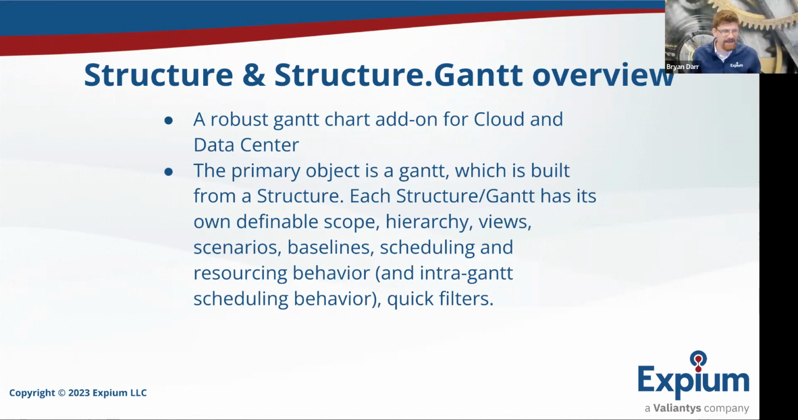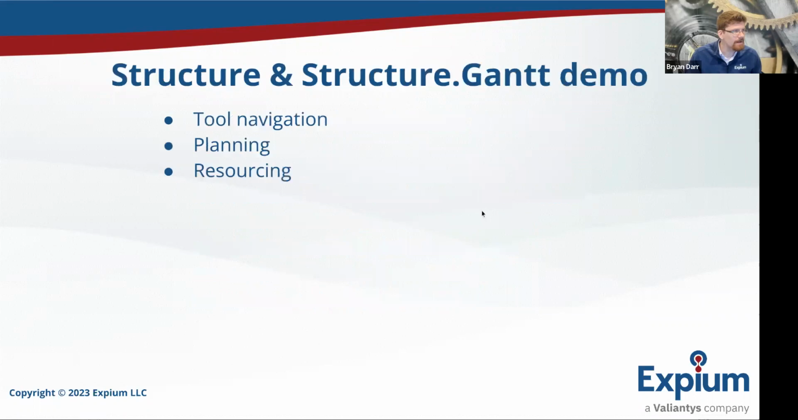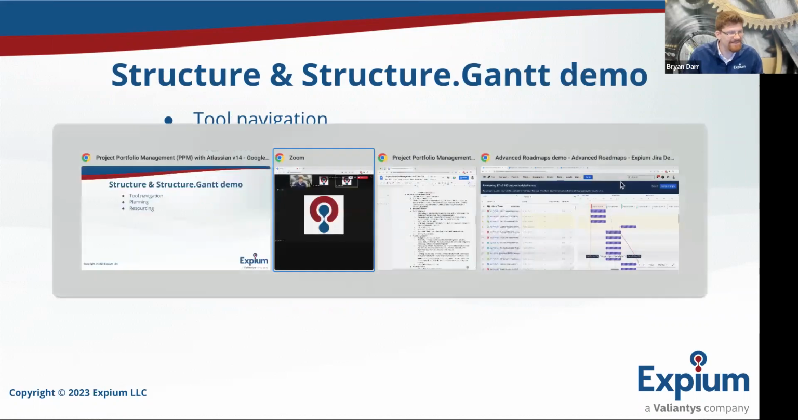Each structure and Gantt has its own definable scope, its own definable hierarchy, its own definable views, scenarios, baselines, scheduling and resource behavior, and intra-Gantt scheduling behavior, which is really cool, and quick filters. This is a pretty awesome tool. Let me make sure that I didn't miss anything. All right, yeah, so let's just hop right into the tool.